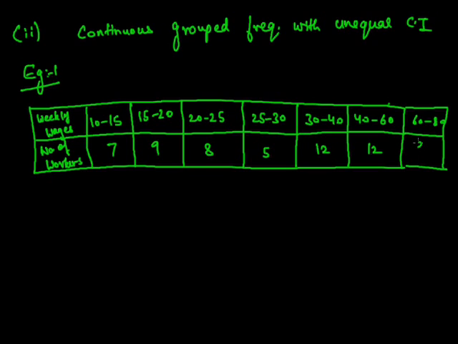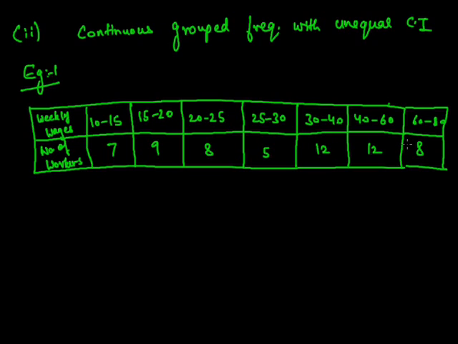Number of workers are 8. So this data is given as weekly wages, that is how much wages the workers will get in the week. It is taken in the form of groups, that is 10 to 15, 15 to 20. In this way the groups are made, and accordingly the number of workers is defined in each group. Now here you can see that the class interval is different.